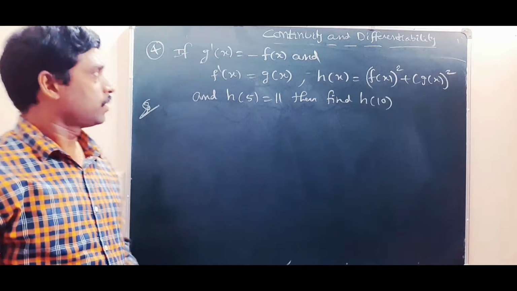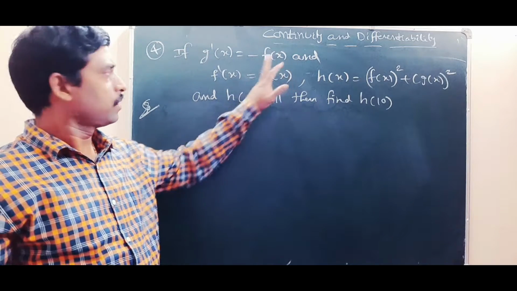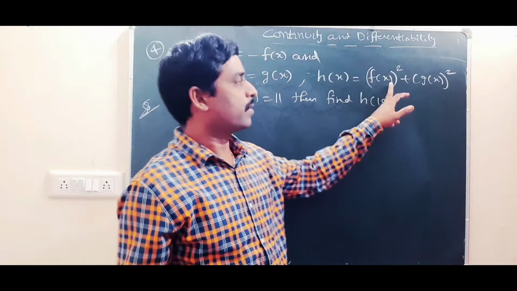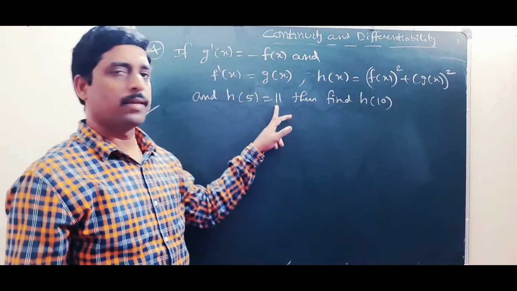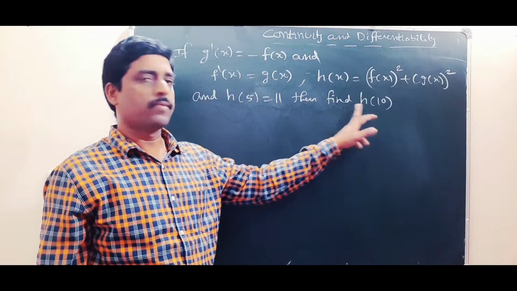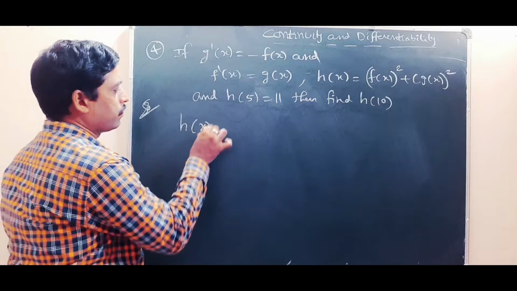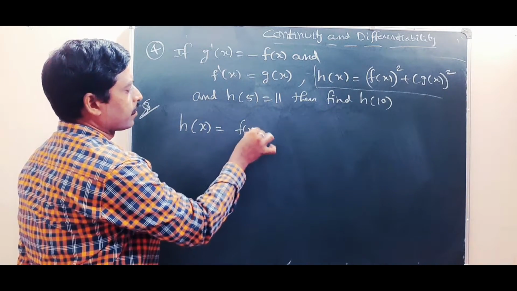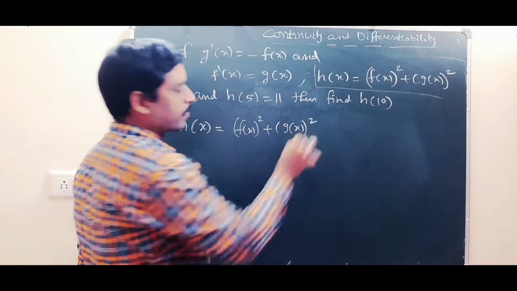Okay, moving to the next question. In the statement, g dash x value is given as minus f of x, f dash x value is g of x, h of x value is f of x whole square plus g of x whole square, and h of 5 value is given as 11. Then we have to find h of 10. So what is given? h of x is equal to f of x whole square plus g of x whole square.